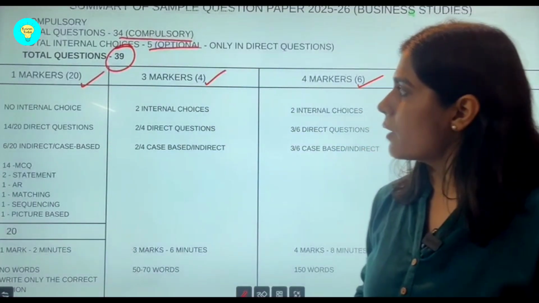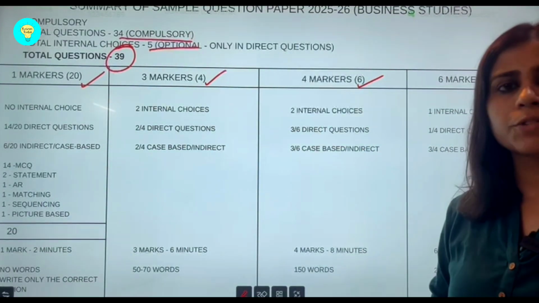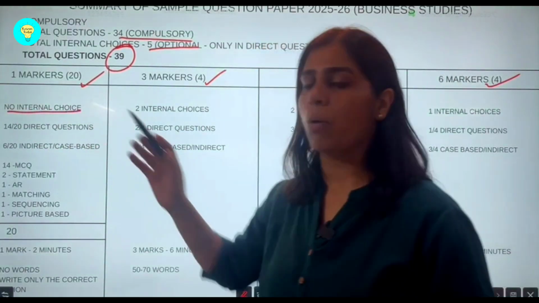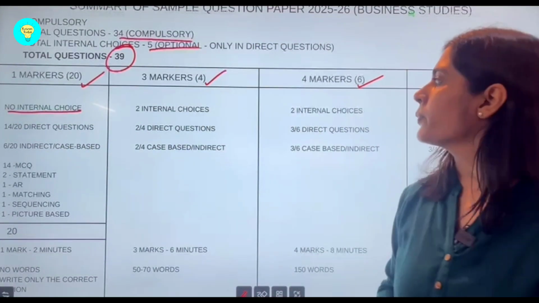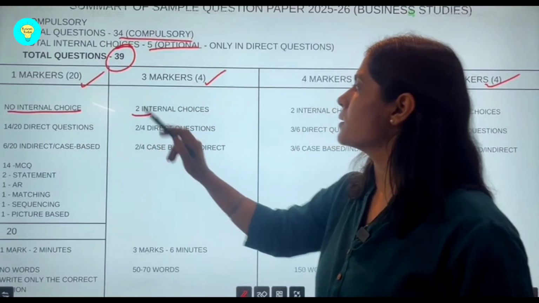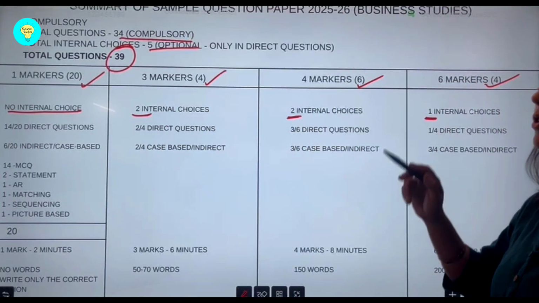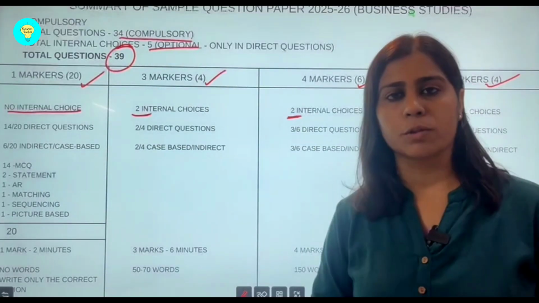So let us have a quick look on each category of questions. The first one, 1 marker, has no internal choice, means all 20 have to be attempted by you. In 3 markers, we have got 2 internal choices. In 4 markers, again 2 internal choices. And in 6 markers, the long questions, you have just got 1 internal choice.